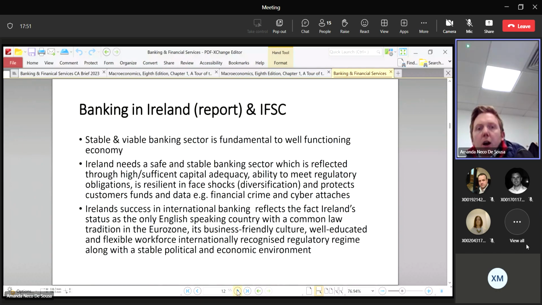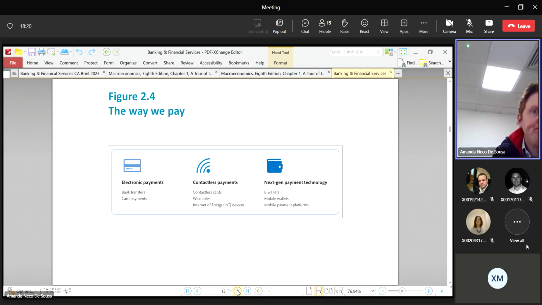In terms of Ireland's success in the international banking arena, that's really been down to the fact that, particularly post-Brexit, we're the only English-speaking country with a common law tradition in the Eurozone. We'd also be widely seen as a very business-friendly culture, with a well-educated and flexible workforce, quite an international workforce, and in many respects a quite stable political and economic environment.